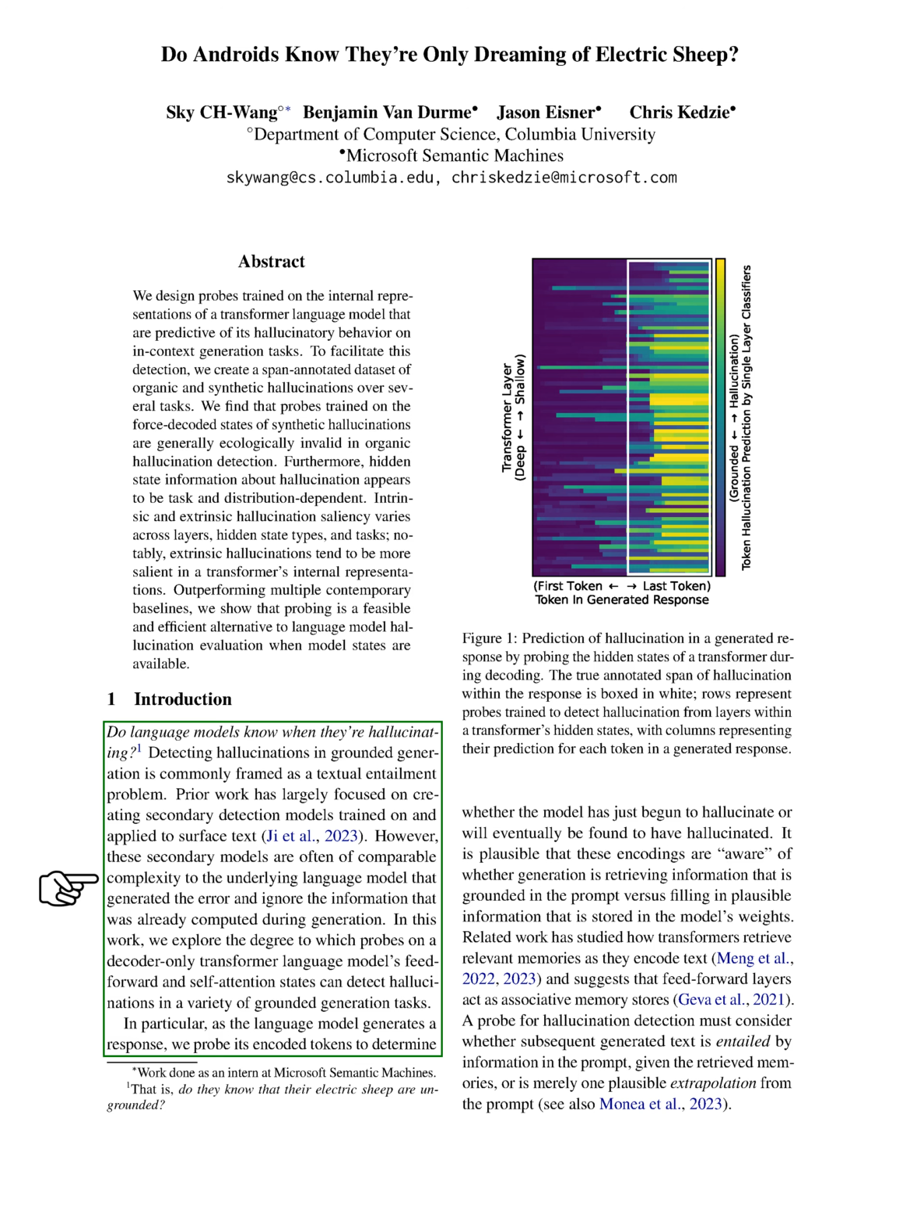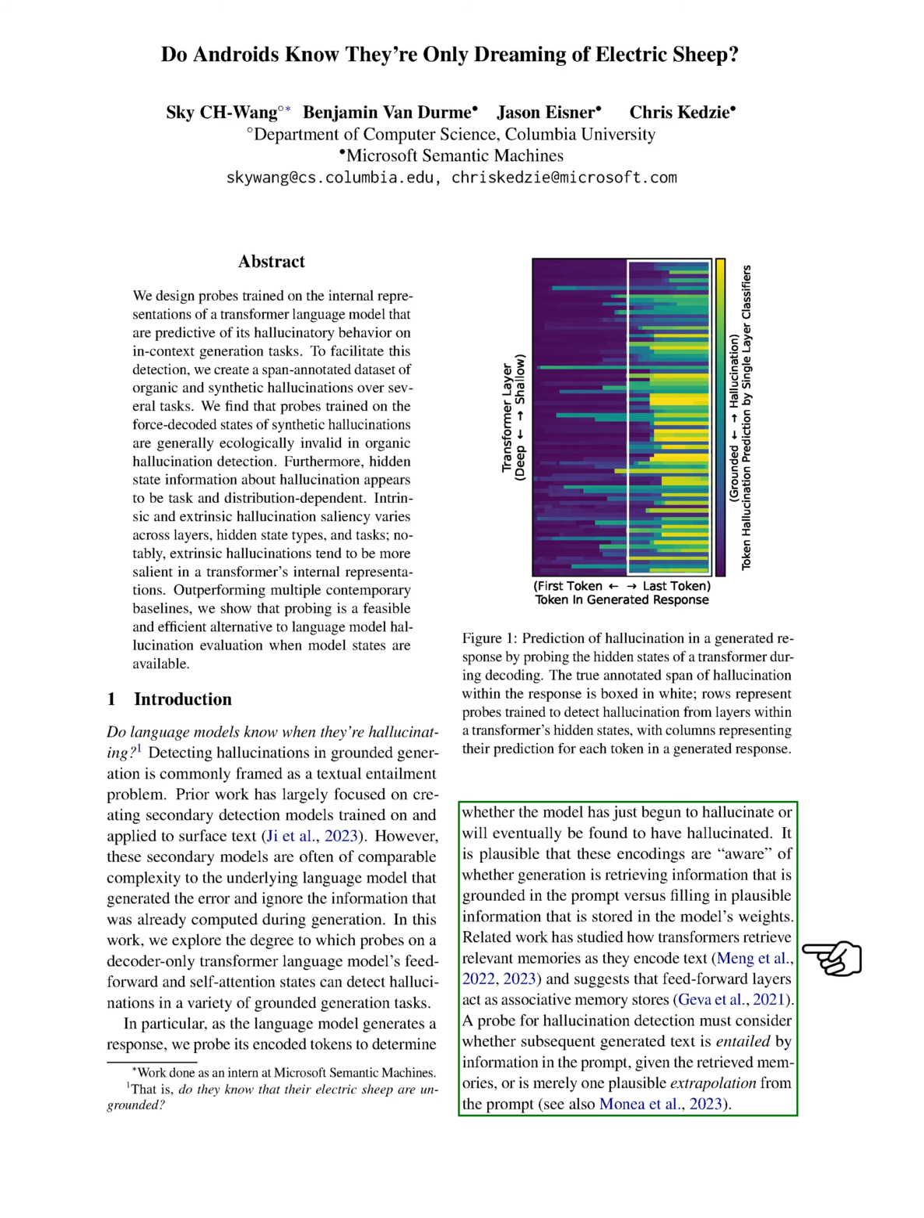Specifically, as the language model generates a response, we examine its encoded tokens to see if the model has just started to hallucinate or will eventually be found to have hallucinated. It's possible that these encodings are aware of whether the generation is retrieving information that is based on the prompt or just filling in plausible information that is stored in the model's weights.